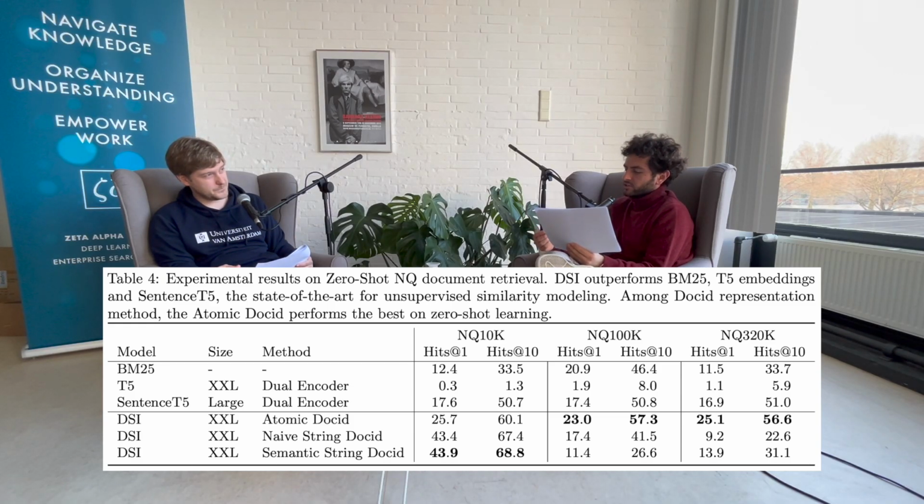I'm quite surprised at the variance. For instance, the semantic string doc ID seems to fail quite strongly. We're talking about a difference in performance from 26% to 57% between the semantic string doc ID versus atomic doc ID, which is more than double. I don't know, would you have any intuitive thinking of why that could be? No, this was very unclear to me.